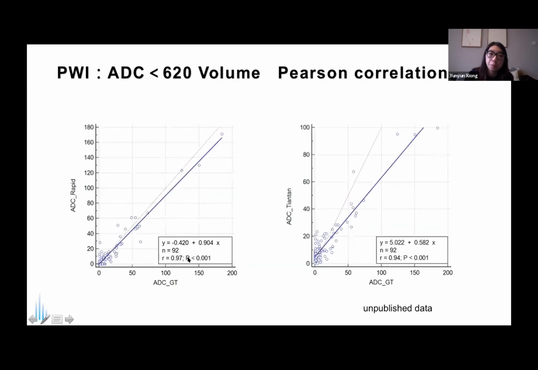And we also used the Pearson correlation to test the correlation between the software volume and the ground truth, which was the handwritten ADC or DWI volume, checked manually. We can see that the correlation was 0.9 or more. So both RAPID and our software are very closely correlated with the ground truth.